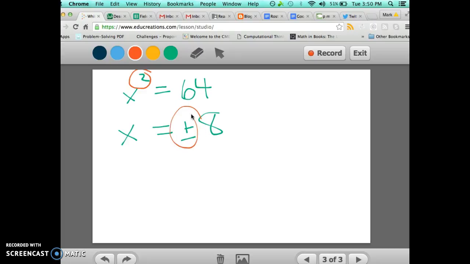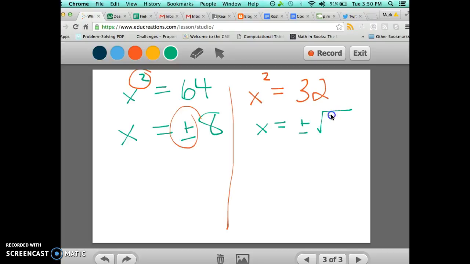All right, so unfortunately they're not all perfect squares like this. When they're not perfect squares, we have to deal with something like this. Actually, let's say x squared equals 32. All right, you with me? Good. Square root both sides, so x equals plus or minus root 32.